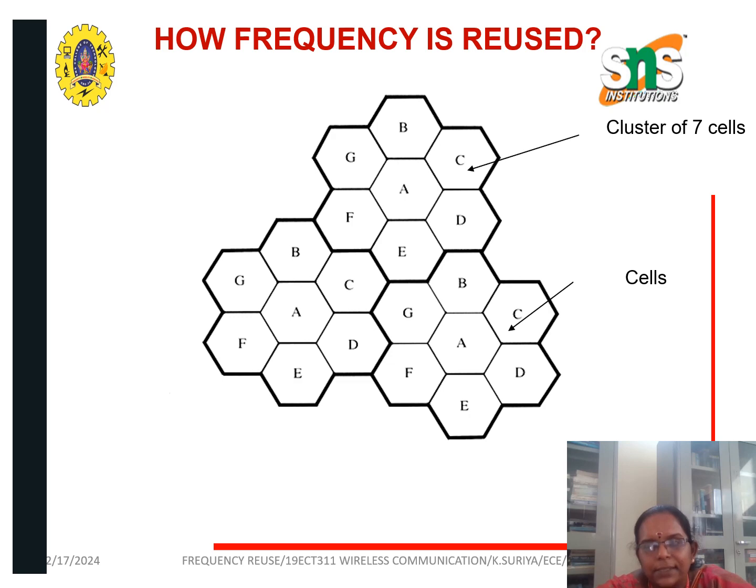So consider your cluster size is 7. So within a cluster you will have 7 cells. So A, B, C, D, E, F and G form a cluster. A will have one set of frequencies, B will have another set of frequencies. So all the 7 cells inside the cluster will have different sets of frequencies. The total available spectrum will be divided into 7 equal parts and each cell will be allocated one particular set of frequency bands. The same frequencies will be reused in the next cluster. So this is how frequency is reused here. There is a pattern of frequency reuse which we will see later in this video.